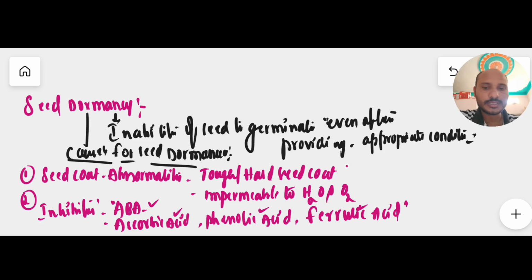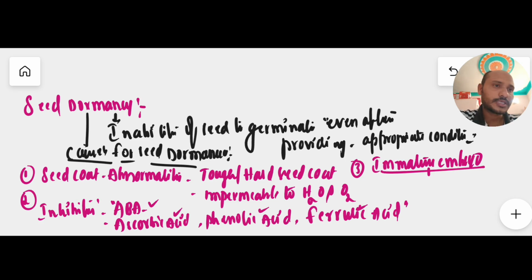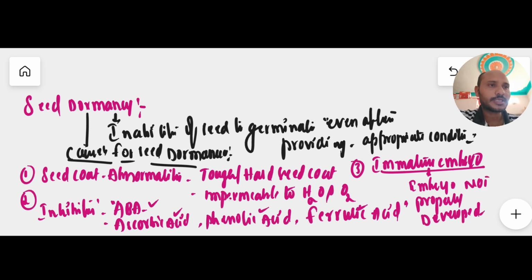And one more important cause of seed dormancy, here I am writing the third one, that is immature embryo. Here the embryo is not properly developed, and in that condition also the seed does not germinate. So these are the three important reasons for seed dormancy.